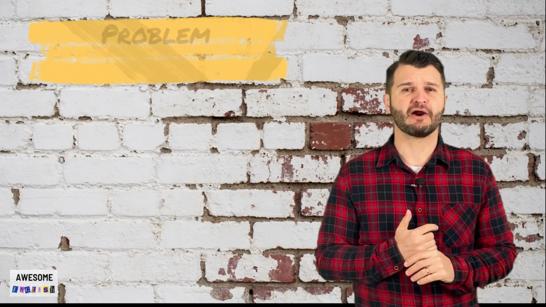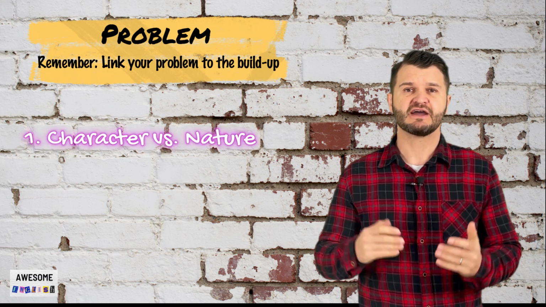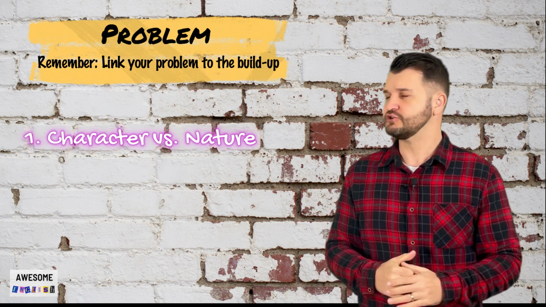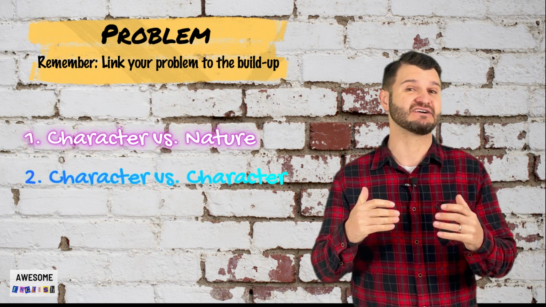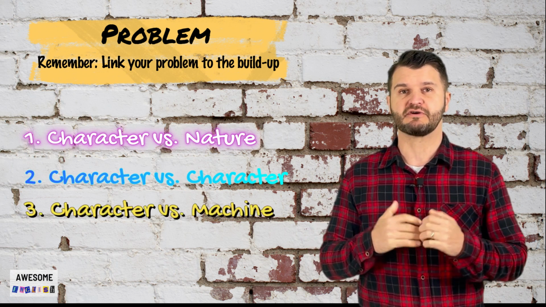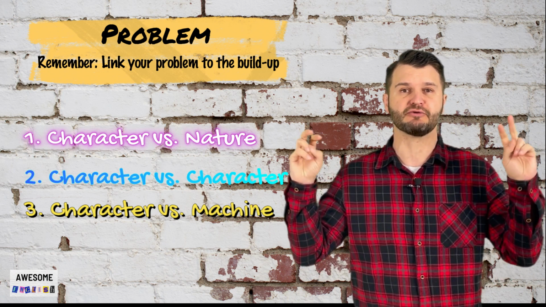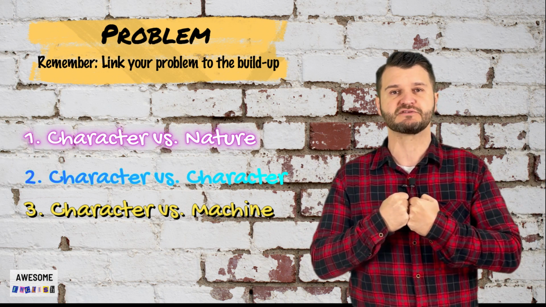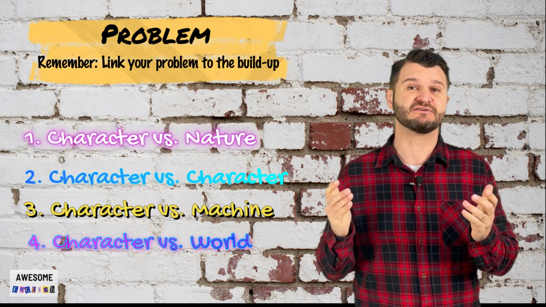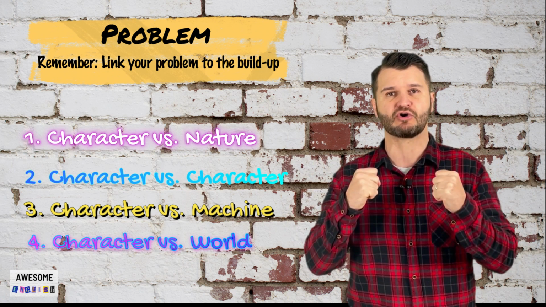So, for a problem paragraph, you could choose from one of these options. You could have character versus nature. Something goes wrong in nature. You could have character versus character. Is there a fight or conflict between the characters? You could have character versus machine. Is there something, a machine or an alien or a robot, that's going to have a conflict with your character? And then finally, you could also maybe have character versus world. Is there something going on in the world that the character has to have a conflict with?